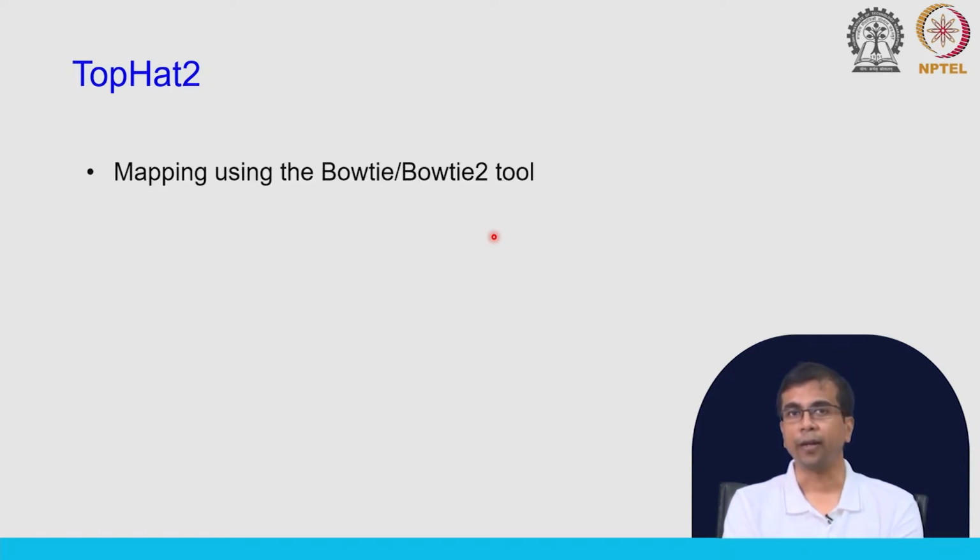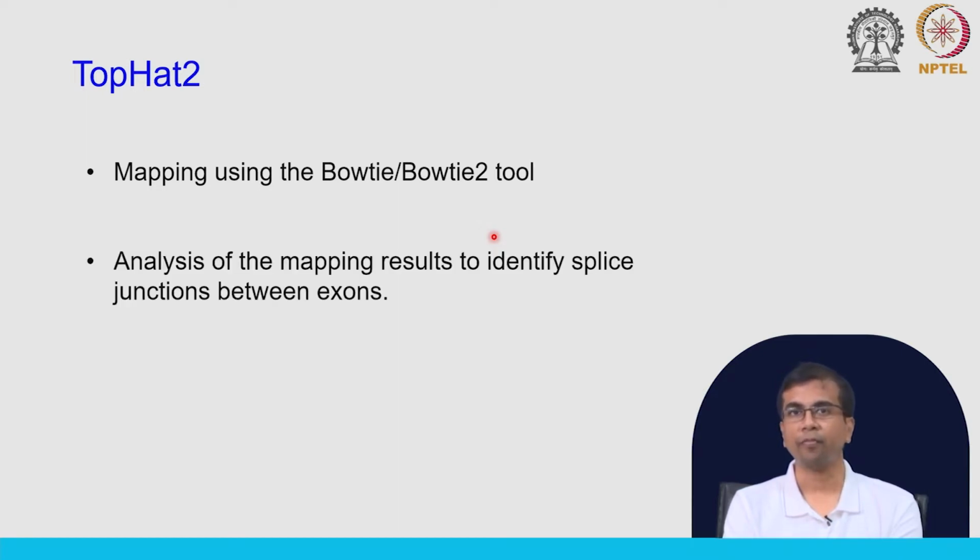So, TopHat2, which I just mentioned, did mapping using the Bowtie tool, only an extension of Bowtie. So, the same algorithm, the Burrows-Wheeler transform, and all the process is similar. If you remember the FM index, the last-first mapping, all those principles still applied. The only thing it allowed is gapped alignment.